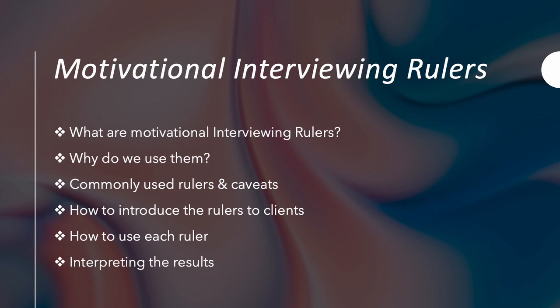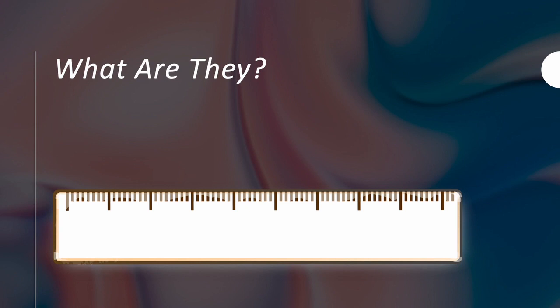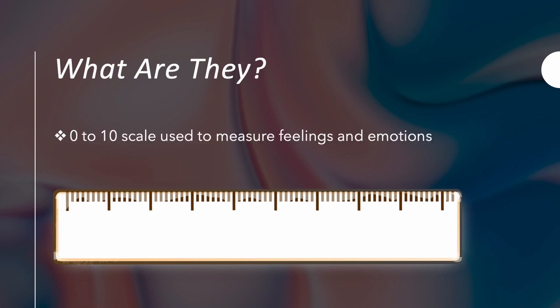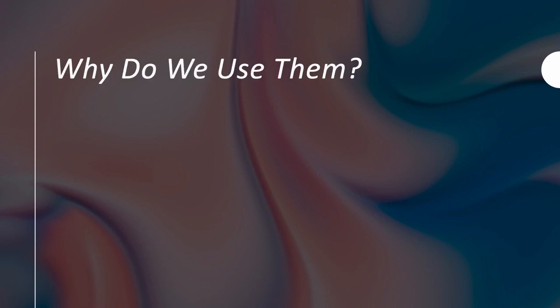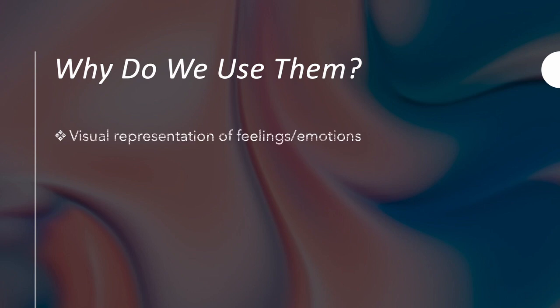Let's dive in. What are motivational interviewing rulers? They're a 0 to 10 scale used to measure things like importance, confidence, and readiness. There are 3 main reasons why we would use the change rulers. It can be helpful for the client to have a visual representation of their levels of importance, confidence, and so on. It provides congruence confirmation.